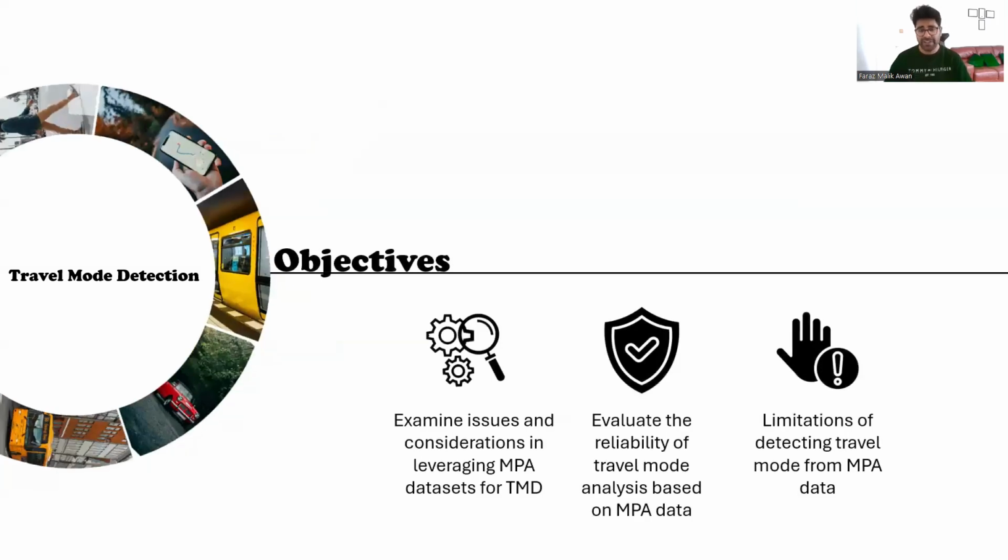Some of the major objectives of this study are to examine the issues and considerations in leveraging mobile phone app datasets for travel mode detection. Moreover, evaluating the reliability of the travel mode analysis based on mobile phone app data. Furthermore, we would also be talking about the limitations and shortcomings of detecting travel mode from mobile phone app data.